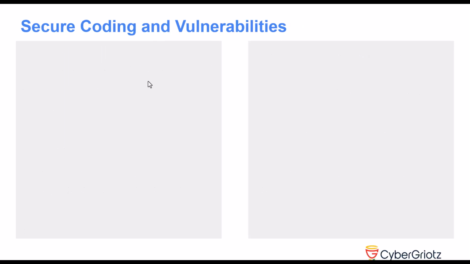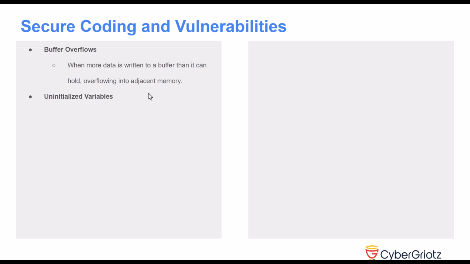Let's talk about some common vulnerabilities when it comes to secure coding. Buffer overflows is one of the most common vulnerabilities that we see as a result of poor coding. What are buffer overflows? This is when more data is written to a buffer than it can handle, and a lot of times these can arise from use of non-safe memory libraries. We can talk about uninitialized variables, where variables are used without values, leading to undefined behavior and potential data leaks.